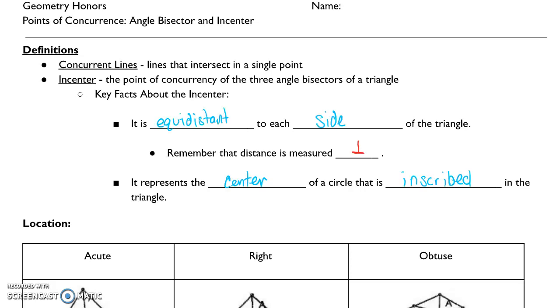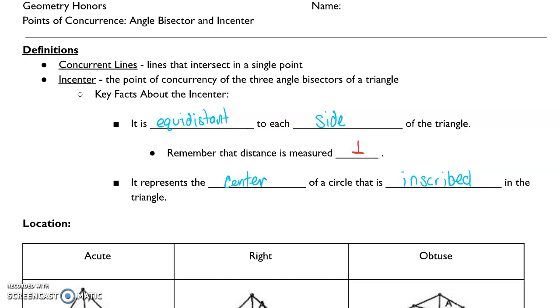It's equidistant not to the vertex, but to each side of the triangle. And so you have to remember that when we're talking about distance to the side of a triangle, it's always the perpendicular distance. It is not necessarily going to a midpoint. It is going to that side, but that segment from the incenter to the side will be perpendicular to the side.